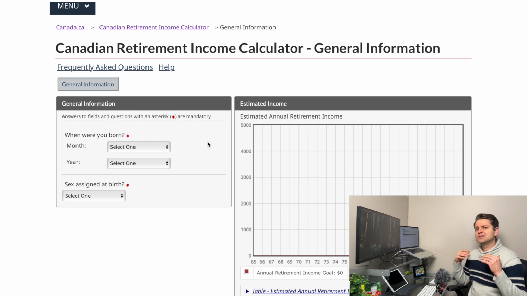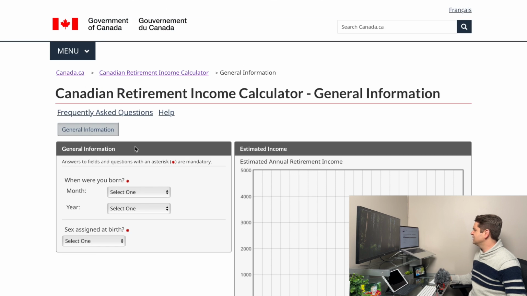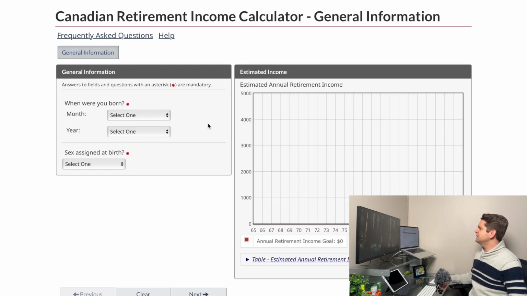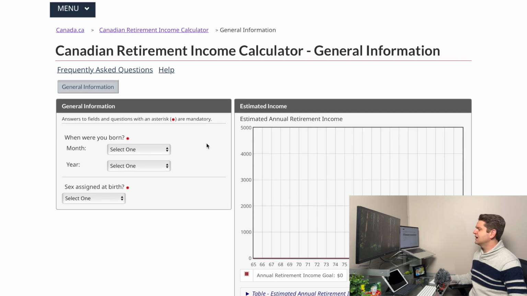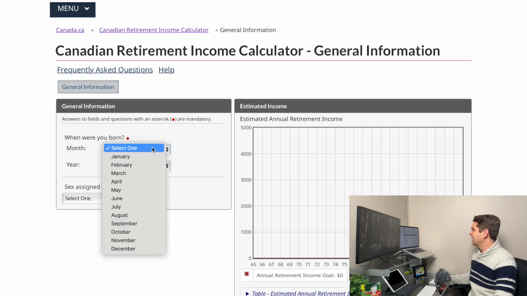There are really simple calculators out there, like this one here, the Canadian Retirement Income Generator Calculator. You can see this is the very first step on the calculator. I will leave a link down below. You could fill this out really quickly. We're just going to do it together. I'm going to make some general assumptions and we're going to probably have this thing hammered out in the next 5 minutes. So let's have a look at it here.